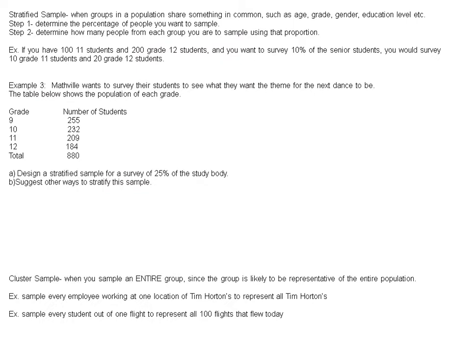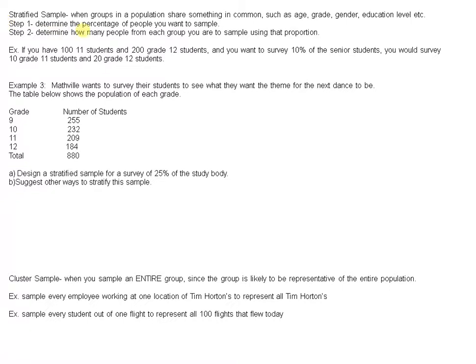Okay, stratified sampling is when groups in a population share something in common. For example, age, gender, grade, education level. Okay, and what you want to do is take a certain proportion of, say, each age or each grade, so that the sample is representative of the population.